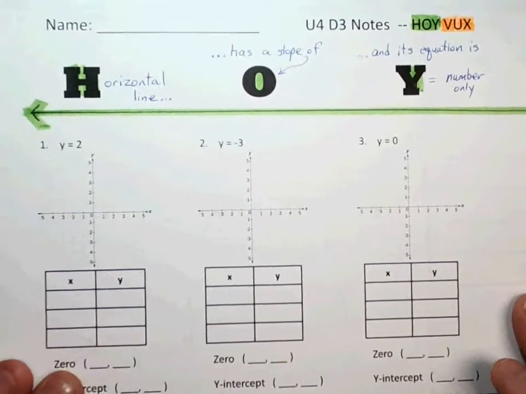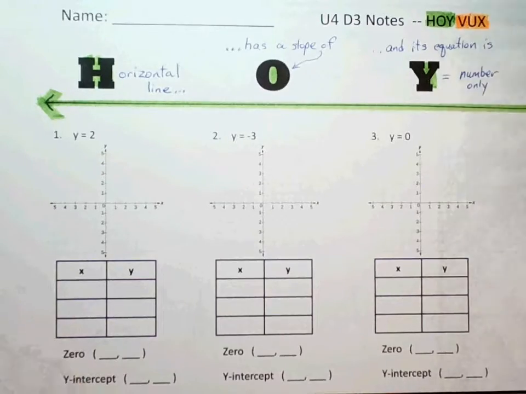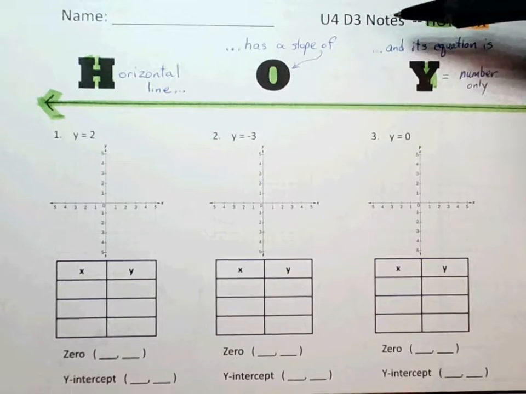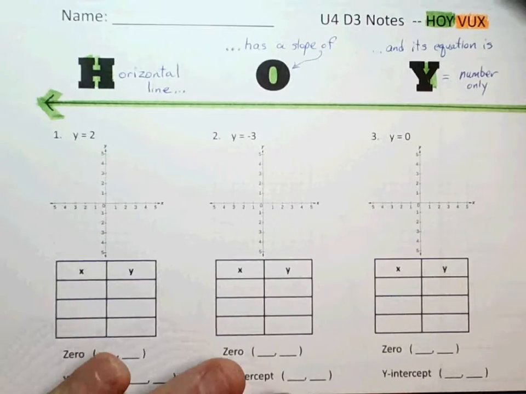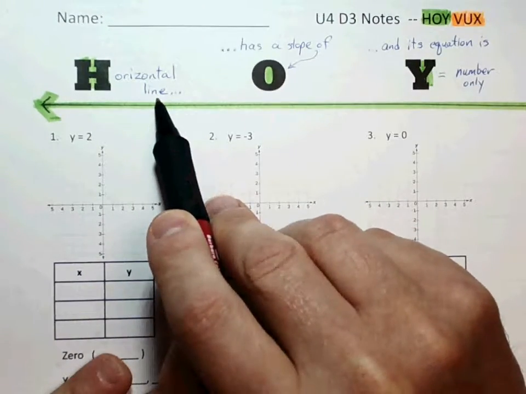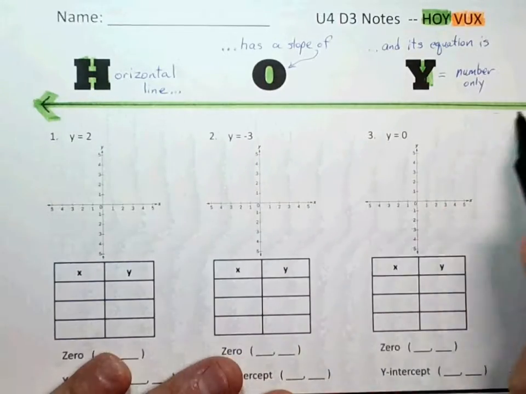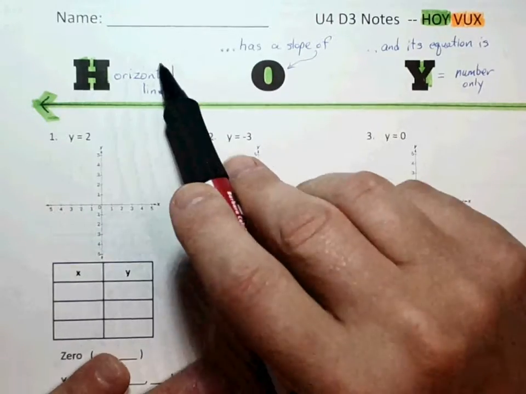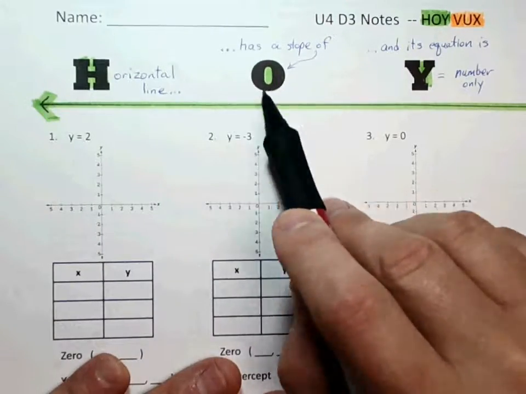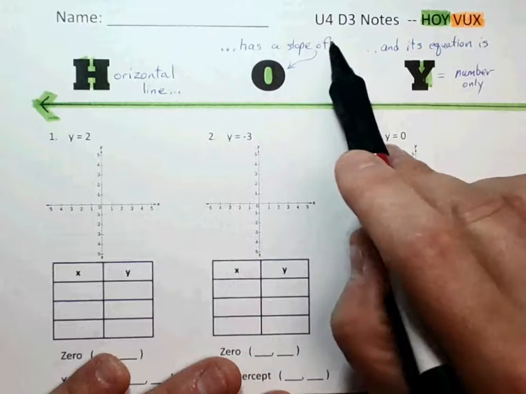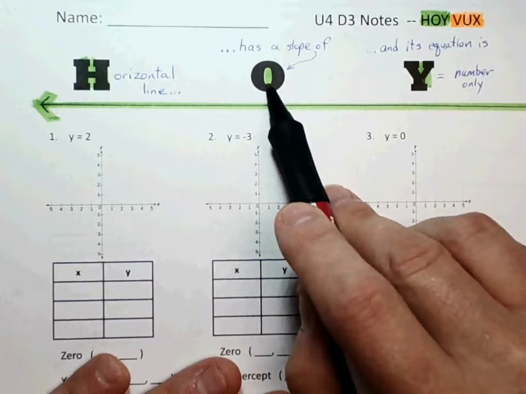Now, let's go to our notes. Let's figure out what this HOYVUX stuff means. HOYVUX, the letters are going to give us clues as to what we have. So let's look at HOY. First 3 letters. H stands for a horizontal line. We just talked about horizontal lines going true east-west. So I have a big line drawn across here. A horizontal line. And the O we're going to translate into a 0 because a horizontal line has a slope of 0.